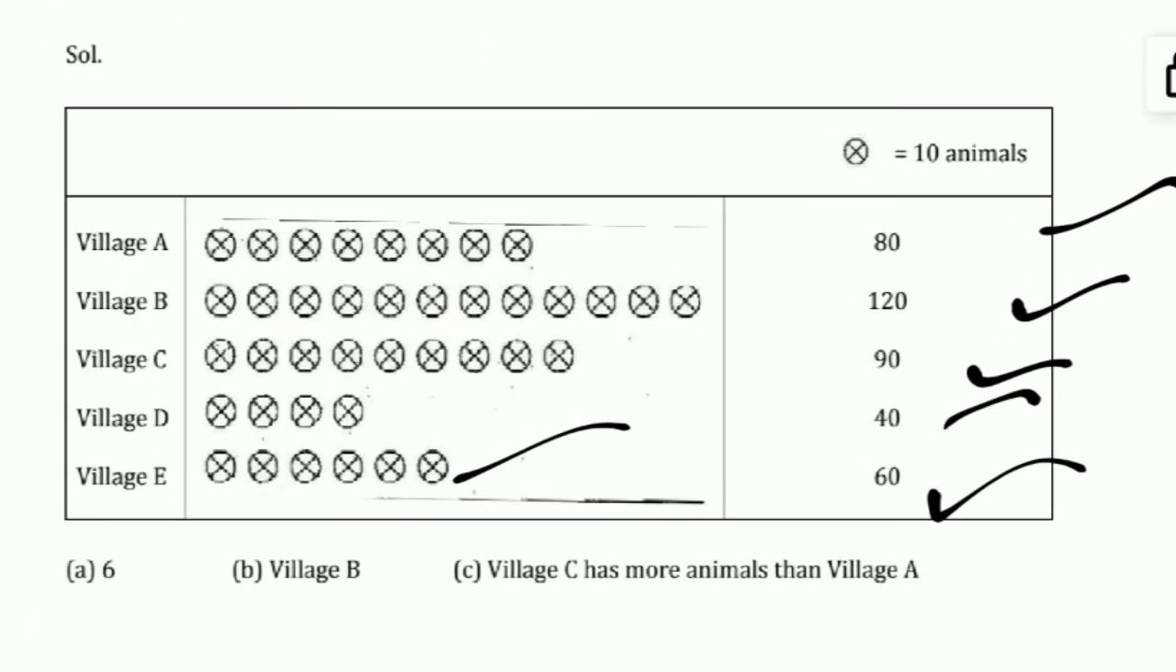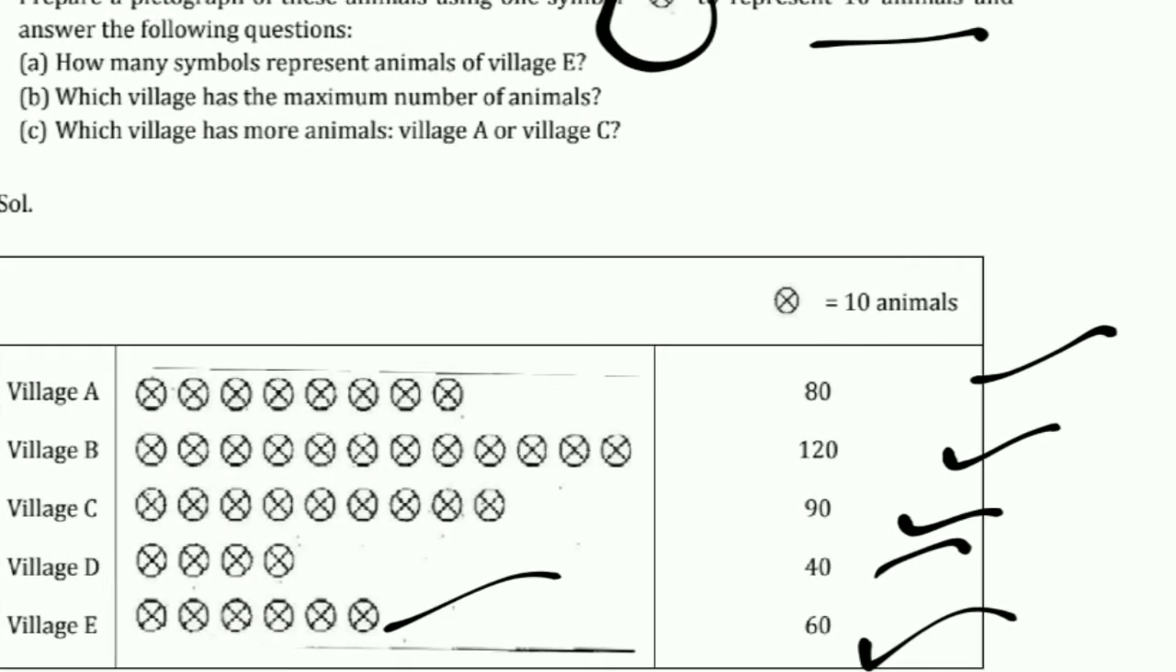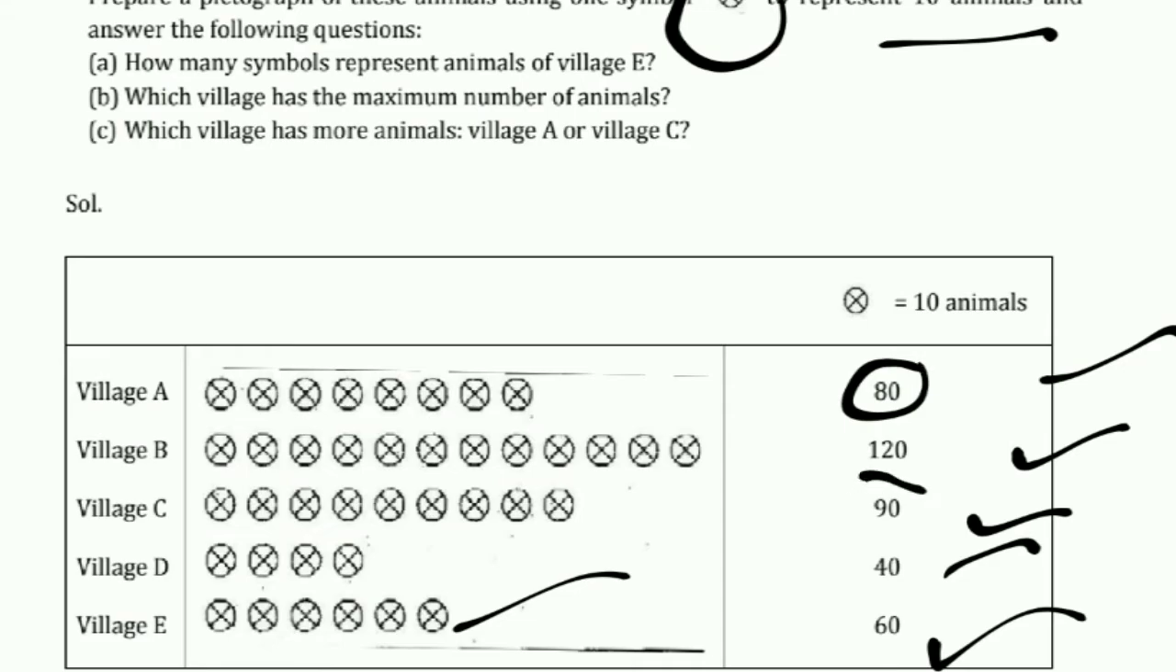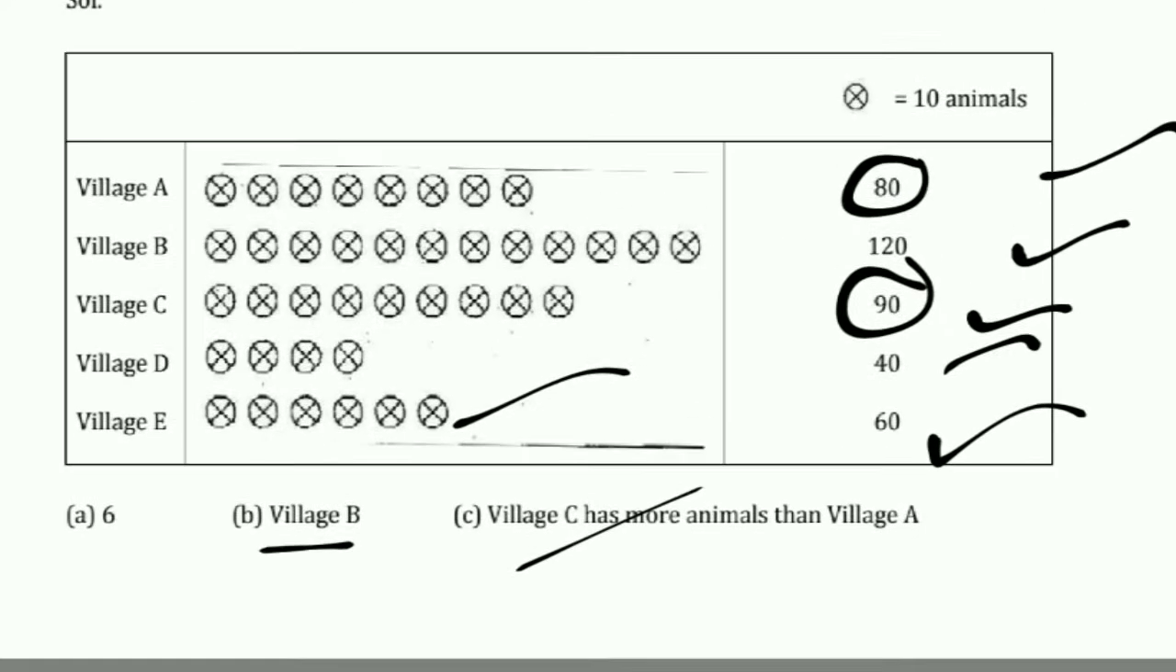Which village has? Village B. Which village has more animals? Village A or village C? Village C. Okay. So this is the first question of exercise 9.2.